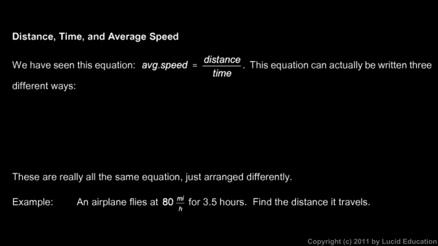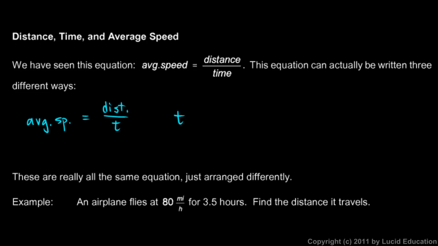Let's take a look at this equation again. Average speed is distance over time. This equation can really be written three different ways. It can be written the way you see it there, and I'll just write it again for the sake of completeness. Average speed is distance over time, and I'll abbreviate there. DIST obviously means distance.